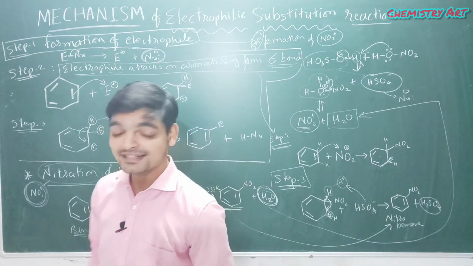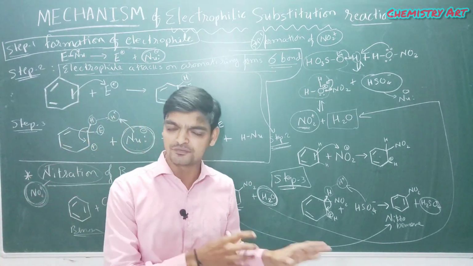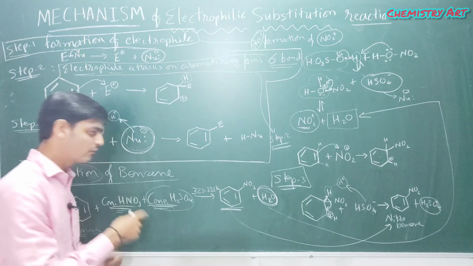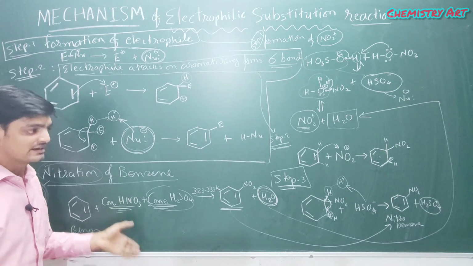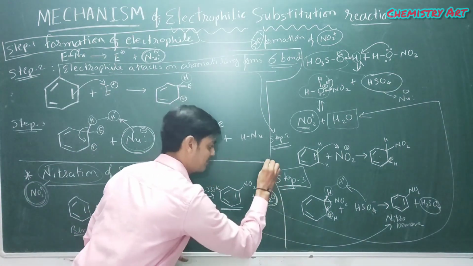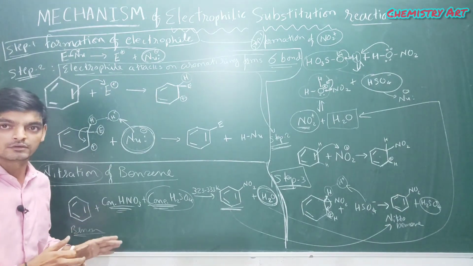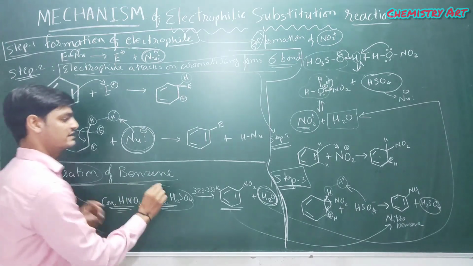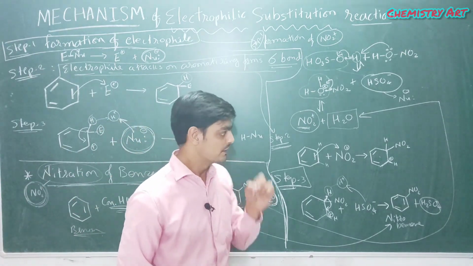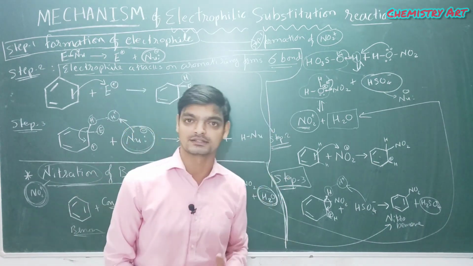I know that is complicated, but if you did not understand any of the steps, please watch this video again. Watch from that portion where you didn't understand. Okay, and I'm sure that you will get an idea how the mechanism is going on. If you understand this step 1, step 2 and step 3, then this nitration of benzene will be very easy for you. You will understand each and every step which occurs in this nitration.